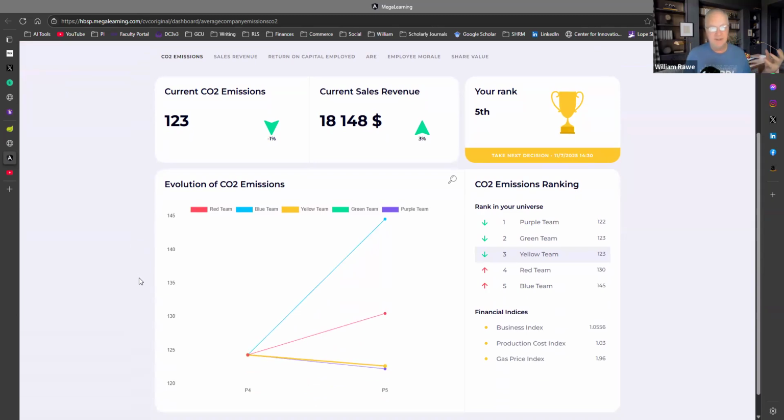Now, this dashboard here just shows one decision having been made. Period 4, P4 is period 4. It's where we started. Period 5 is where everybody's at now. Any of these teams, if you don't want to see them in the dashboard, you can simply click on the team name at top and it will remove them.